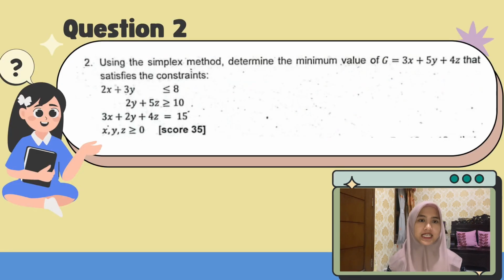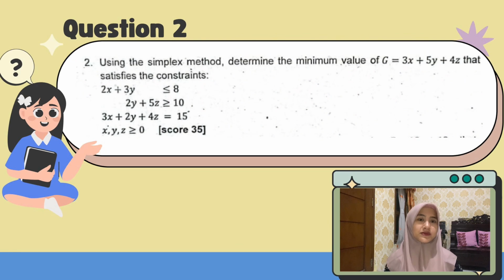Here is question number 2. Using the simplex method, determine the minimum value of g equals 3x plus 5y plus 4z that satisfies the constraints. First, 2x plus 3y less than or equal to 8. Second, 2y plus 5z greater than or equal to 10. And third, 3x plus 2y plus 4z equals 15. And x, y, z greater than or equal to 0.